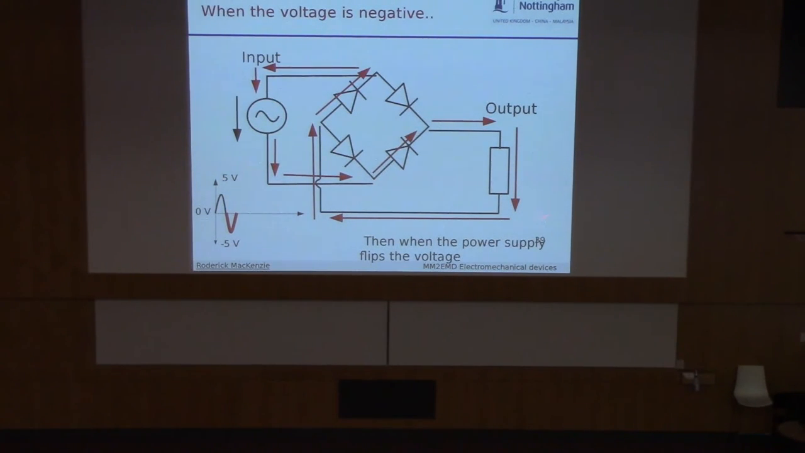Now, what do you notice about the direction of the current when the voltage was positive and the voltage was negative? What do you notice about the direction of the current through our load, through our device? What do you notice? The guy's nodding there. What do you notice? It's the same way, right? So what this arrangement of diodes has done is it means that no matter what way we apply a voltage, our output will always experience current flowing in the same direction.